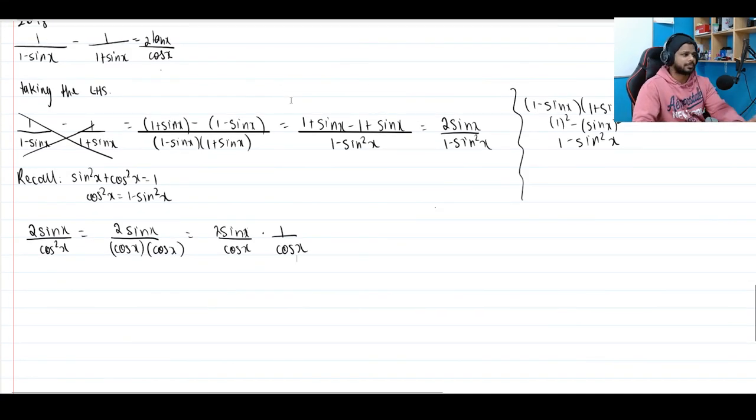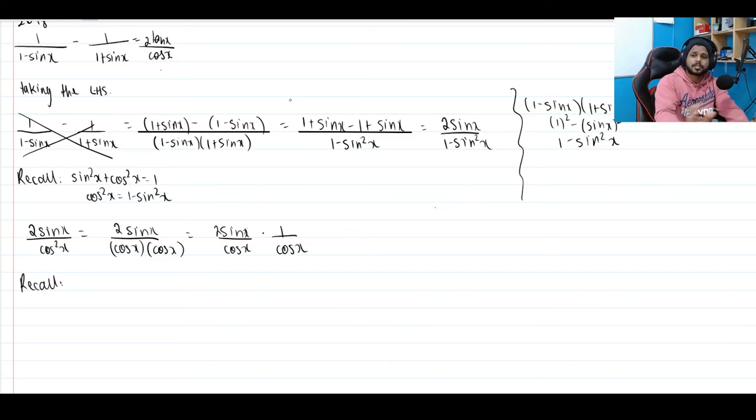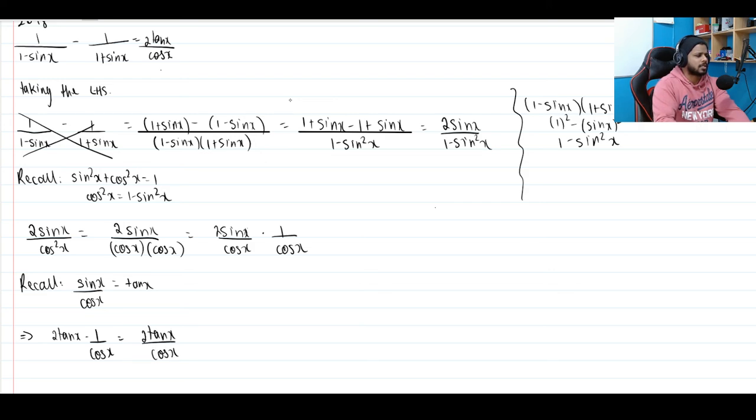Is multiplication. So I'll recall, please know the difference splitting up a fraction when it's addition, subtraction, or multiplication. Please know the difference. Sine x over cosine x is equal to tan x. So my identity turns into 2 tan x multiplied by 1 over cos x, which is 2 tan x over cos x, which is the right hand side, QED.